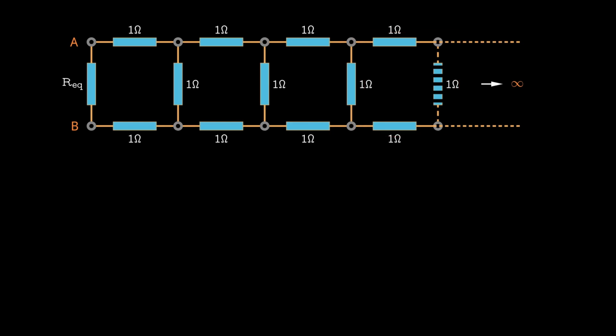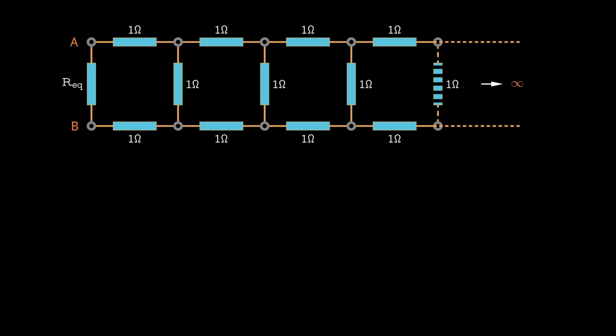Due to the infinite extension of the ladder, adding or removing one segment does not affect the circuit's overall equivalent resistance. This unique property is fundamental to solving problems involving infinitely long ladder circuits and simplifies the process of determining the equivalent resistance for such configurations.